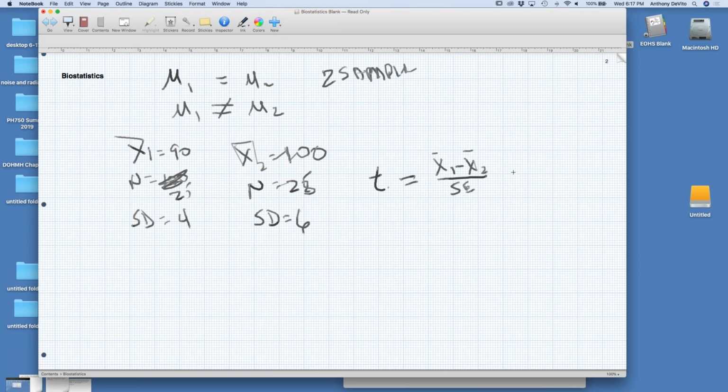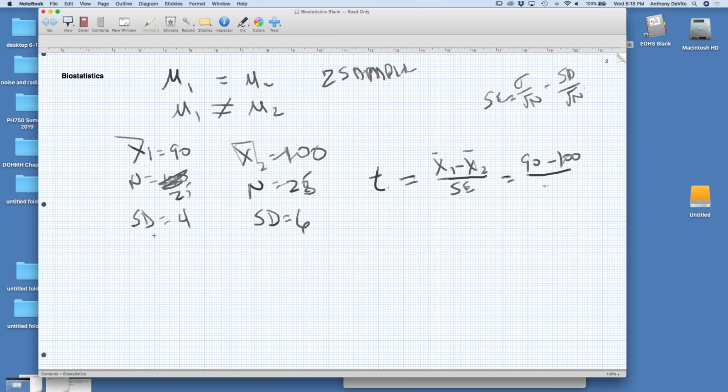Okay, well, how do I do here? That's 90 minus 100 over the standard error. How to calculate standard error? Well, standard error is equal to, what was it equal to again? If we knew sigma, it would have been equal to sigma over the square root of n. But if we only know the sample standard deviation, it would have been standard deviation over the square root of n. Then we use a t.